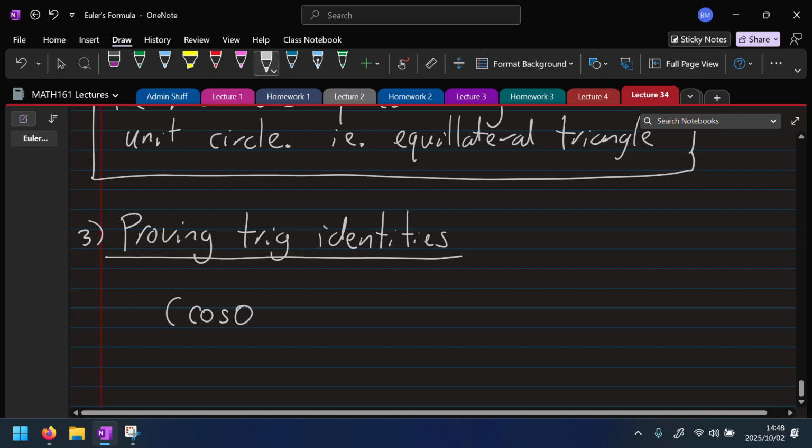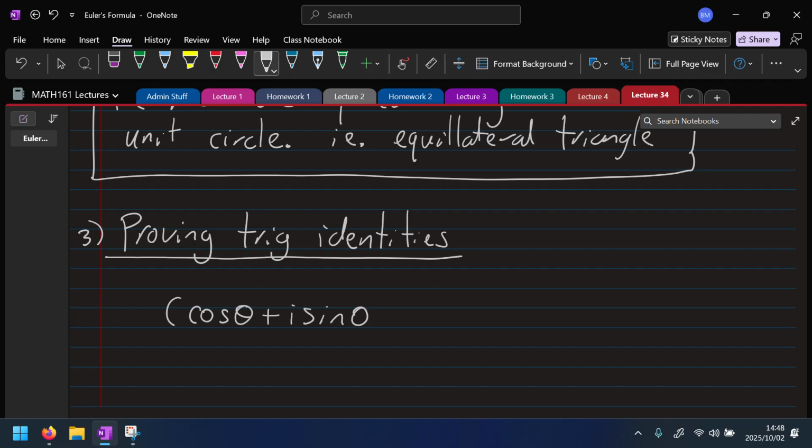We have cos theta plus i sine theta to the n. Again, r is 1, special case. And then what do we have on the other side? This will just be cos n theta plus i sine n theta. Again, special case, r is 1. Now, we're going to focus on that right-hand side there. We've got cos n theta and i sine n theta.